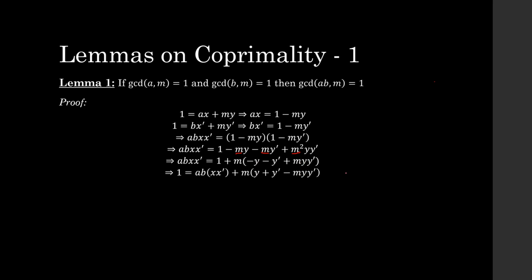And now if I rearrange this equation, I can just subtract this whole term and bring it to the other side to get AB times XX dash, and I've put these in parentheses, plus M times Y plus Y dash minus MY dash. Note all the signs here have been switched in comparison to here because we've subtracted it from the whole equation. And so that means, if you've noticed, that we've got AB times some number plus M times some number is equal to 1.